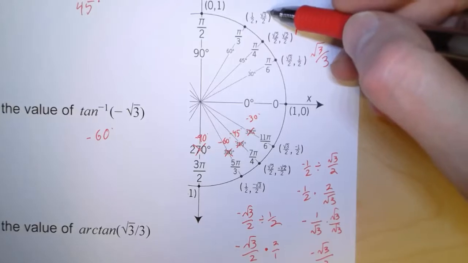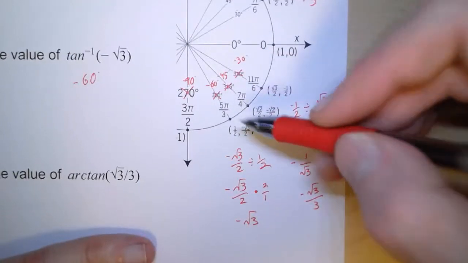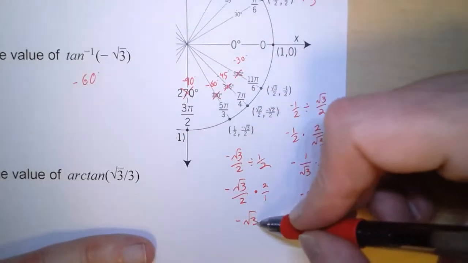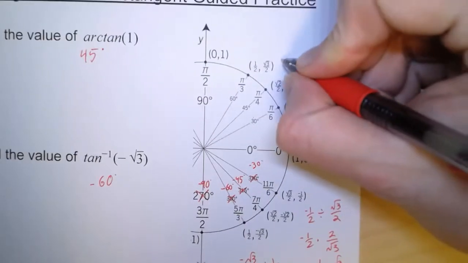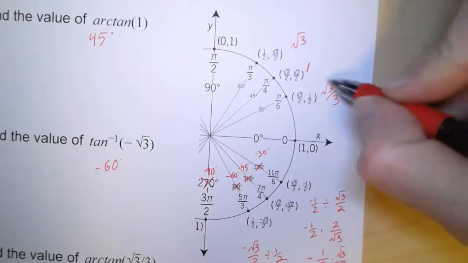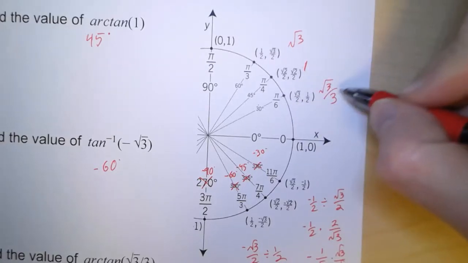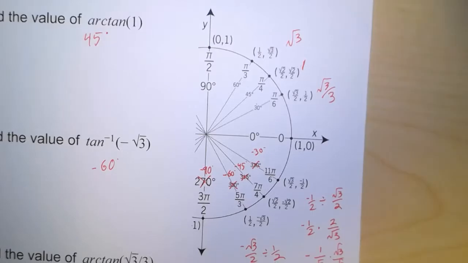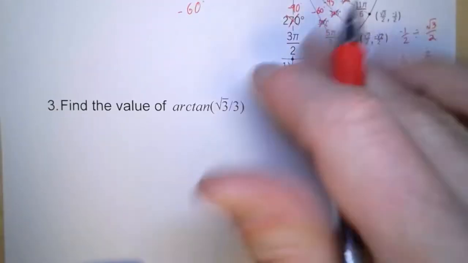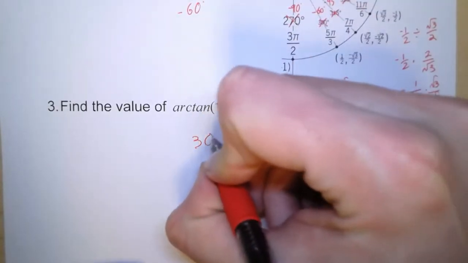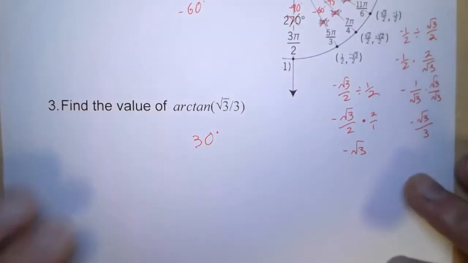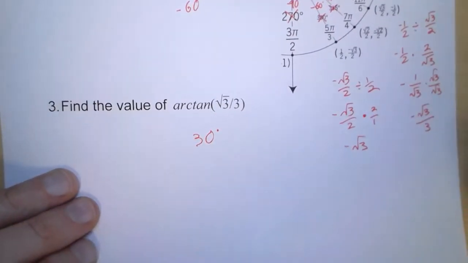And this point corresponds here. And so we found at this point, tangent is negative radical 3, so up here it's positive radical 3. So here we go. This is what we're looking for, this point right here. Here, tangent is radical 3 over 3. That's the angle that we're looking for. So we get 30 degrees for that.